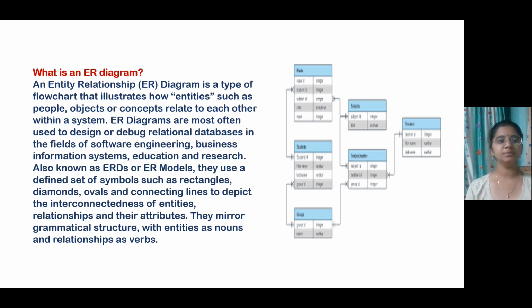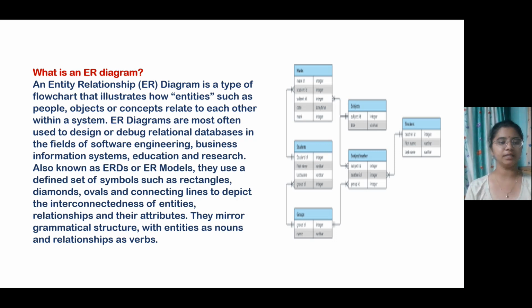An entity relationship diagram is a type of flowchart that illustrates how entities such as people, objects, or concepts relate to each other within a system. ER diagrams are most often used to design or debug relational databases in the fields of software engineering, information systems, education, and research, also known as ERDs or ER models.